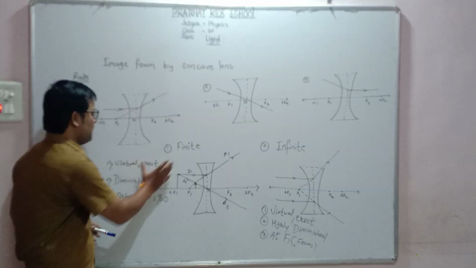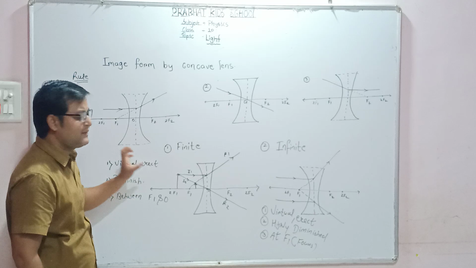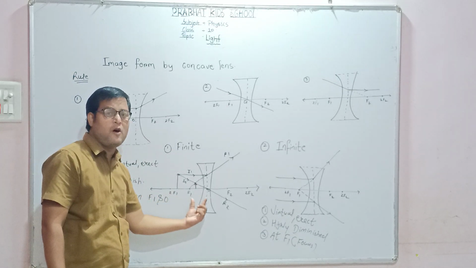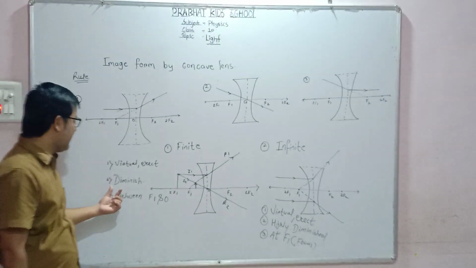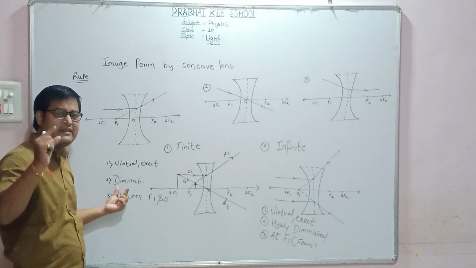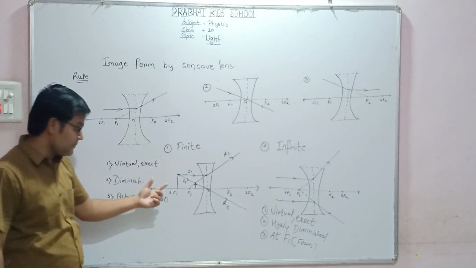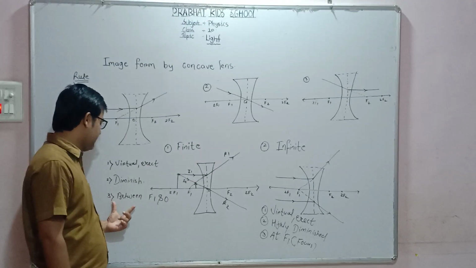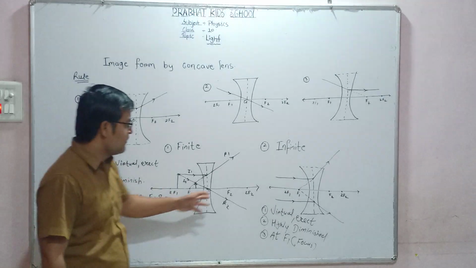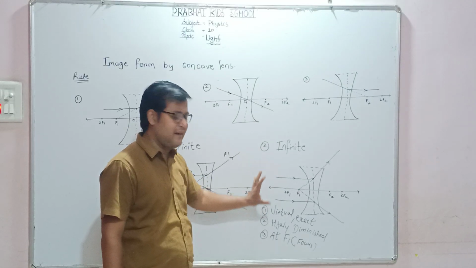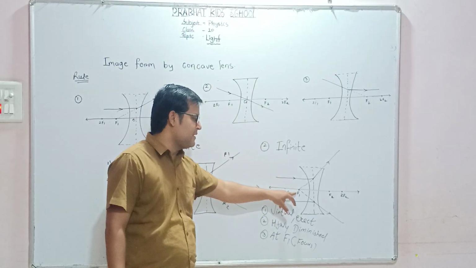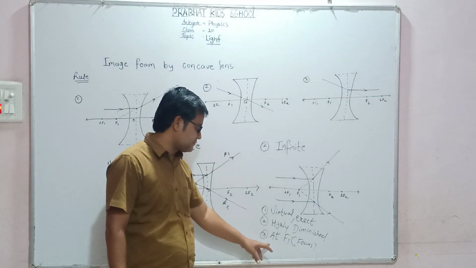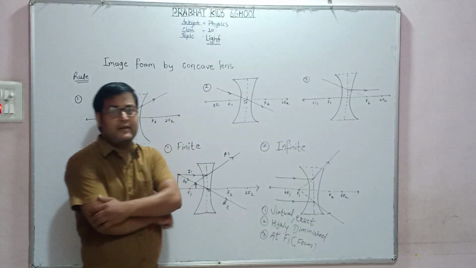First is finite distance. When the object is placed at a finite distance, what happens? The image is always formed between F1 and the optical center. The image is virtual, erect, and diminished. The image is always smaller than the object, and the image is between F1 and O. Then second, infinity: when the object is at infinity, a point-size image is formed, that is called highly diminished. The image is virtual, erect, and the image is formed at the focus F1.